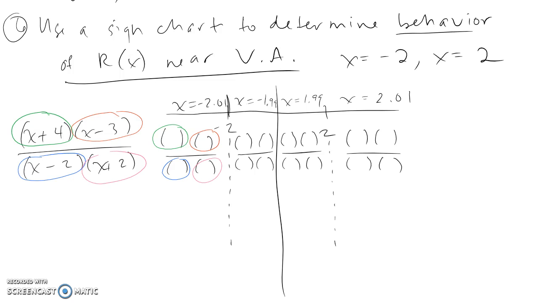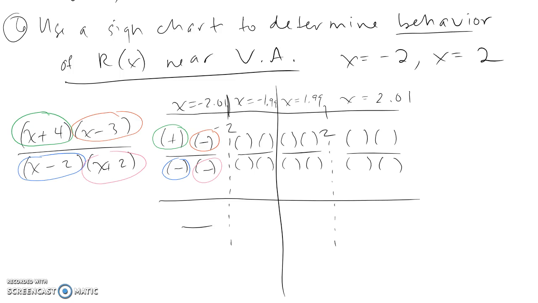So if I plug in -2.01 to x + 4, I'm going to get a positive value. If I plug it into x - 3, I'm going to get a negative value. If I plug -2.01 into x - 2, I'm going to get a negative value. And if I plug it into x + 2, I am also going to get a negative value. So then what is the final sign of the entire function? Well, a positive times a negative is a negative, and a negative times a negative is a positive. So I have a negative over a positive, which gives me a negative here.